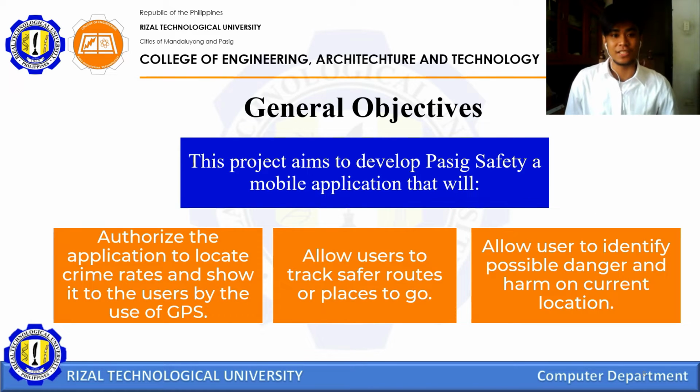General objectives. This project aims to develop PASIG Safety, a mobile application that will authorize the application to locate crime rates and show them to the users by the use of GPS. Allow user to track safer routes or places to go. Allow user to identify possible danger and harm on current location.